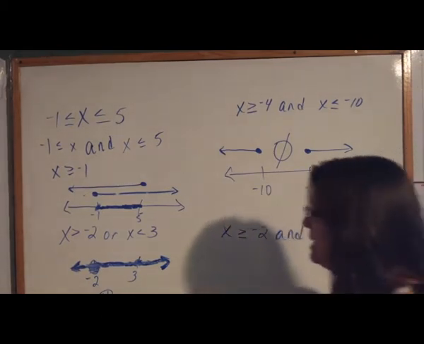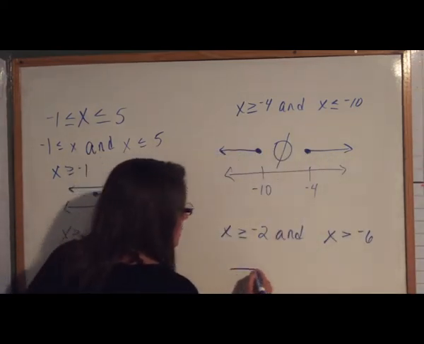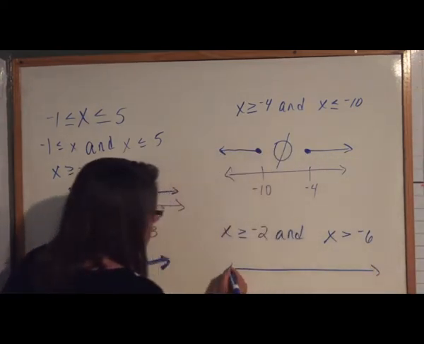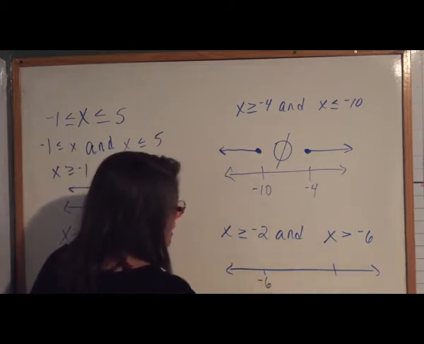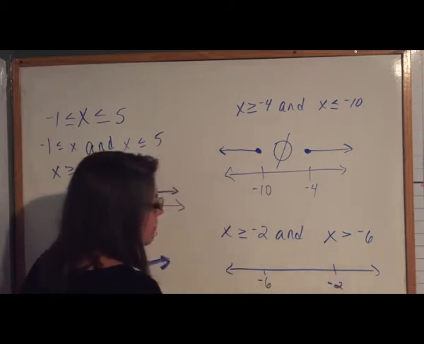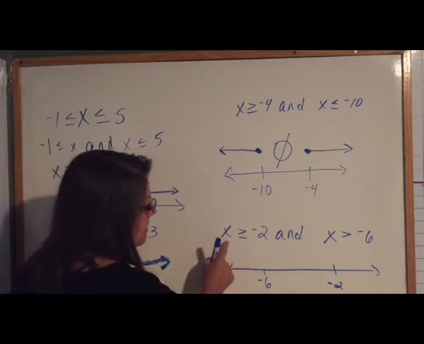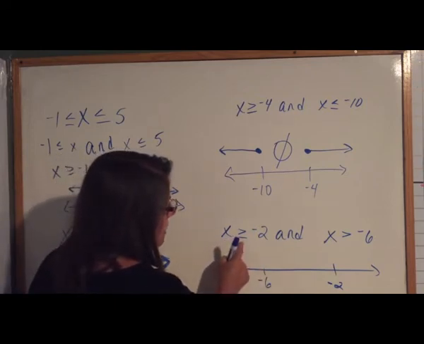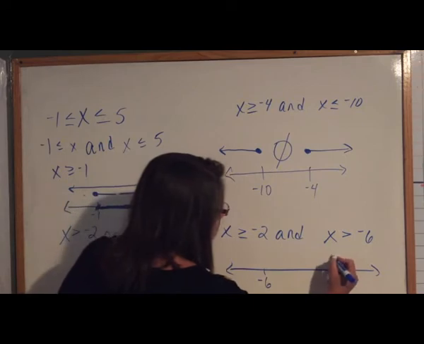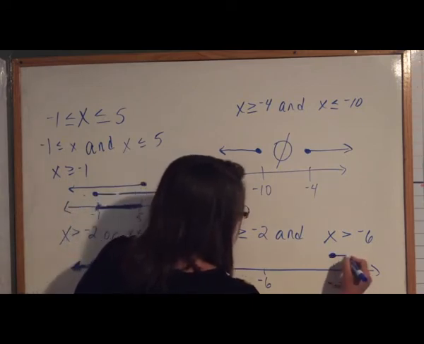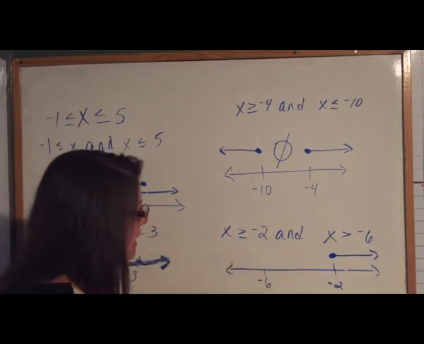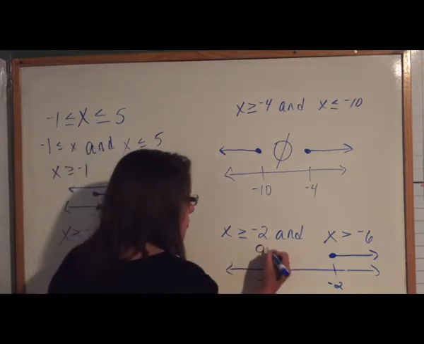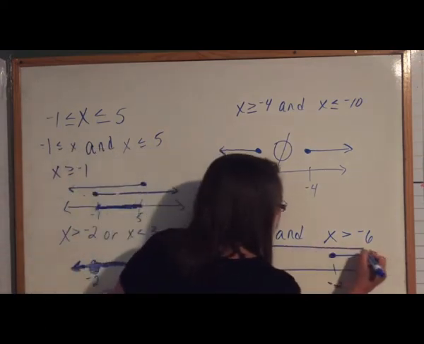This is another and. We will graph above the line. -6 is smaller than -2. X is greater than or equal to -2. That's a closed circle, shaded to the right. X is greater than -6. That's an open circle, shaded to the right.